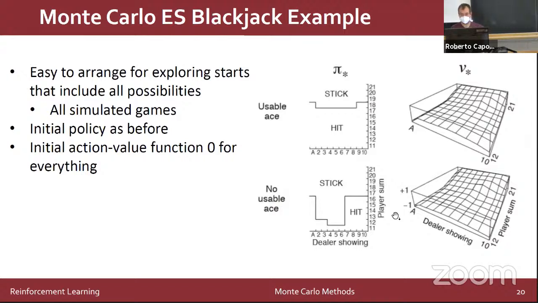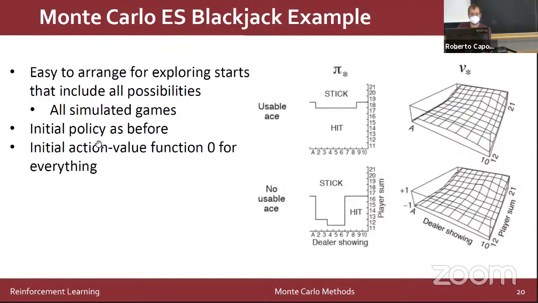So looking at the previous example of before, in this case, in Blackjack, we can use exploring starts because we're using a simulated game. So we have our initial policy, which is the same as before, and then we are using our reinforcement learning algorithm as described before in order to compute pi star and v star, where this means optimal policy and optimal value function.